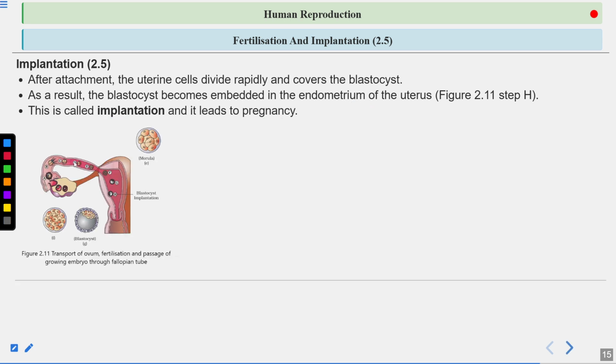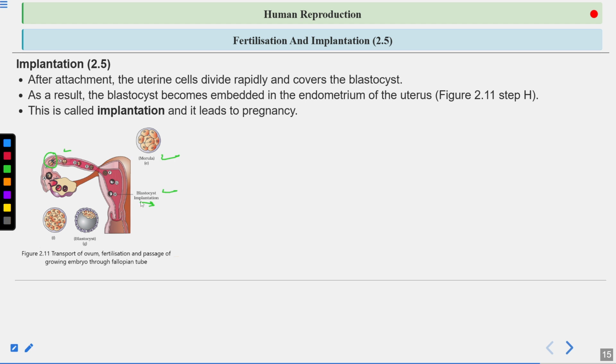So again, this figure we have already discussed. This is the transport of the ovum, fertilization and passage of the growing embryo through the fallopian tube. After fertilization in the ampullary region, a zygote is formed. Then you can see the morula is formed. From the morula, the blastocyst is formed. The blastocyst is attached to the endometrium, which is known as implantation. Clear? And implantation leads to pregnancy.